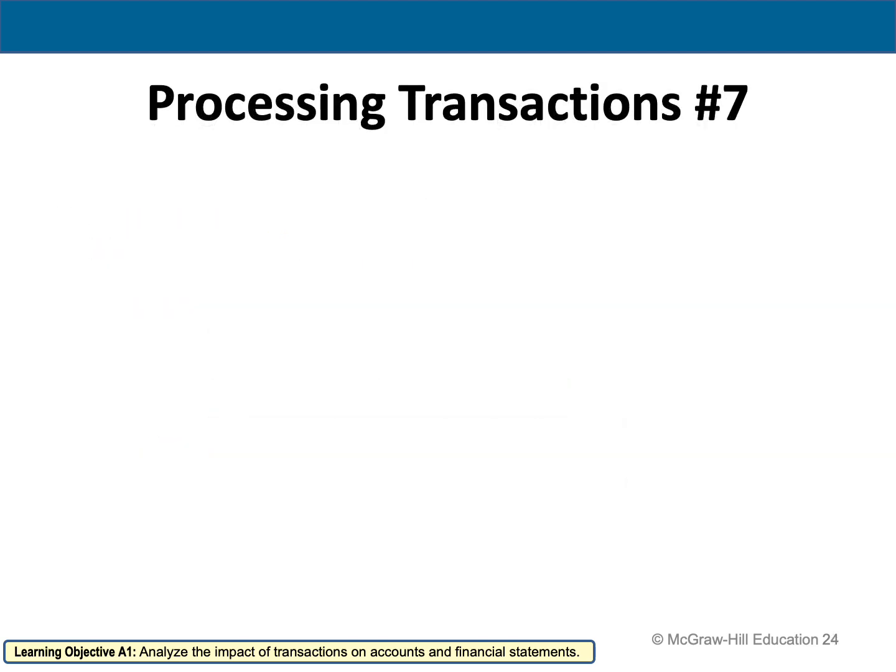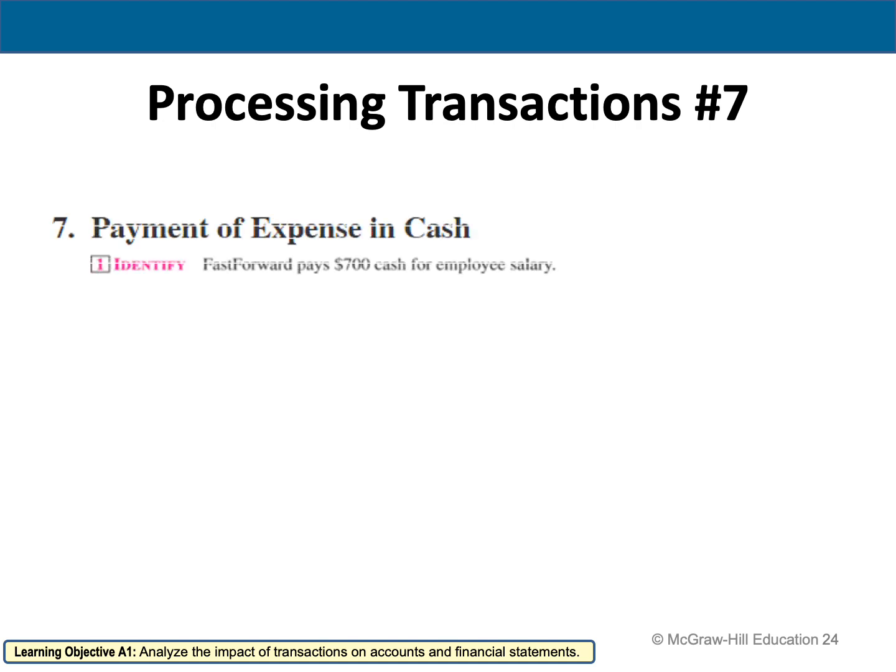Okay, let's see processing transaction number 7. So the transaction here in step 1 says that, fast forward, they pay 700 cash for employees' salary. Now the company pays cash. So what will happen to my cash? Because we paid, there is a cash outflow, it is going outside the company. So that's why I have to say that my cash is decreasing.